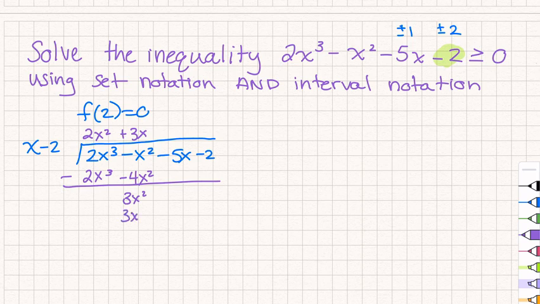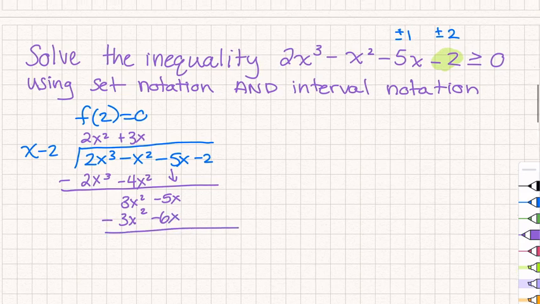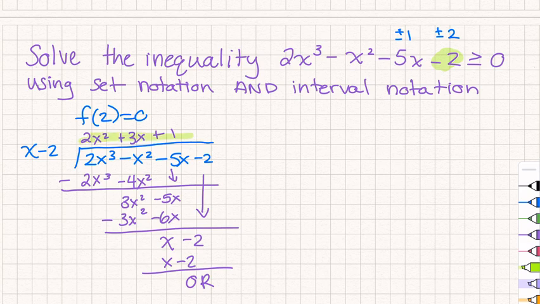we get 3x squared and then minus 6x. Subtract, we get 0, and we get x. Bring down the minus 2. Divide, we get plus 1, and then we multiply. And as you can see, as expected, we get a remainder of 0. So now we have 2x squared plus 3x plus 1. That's great. So we have x minus 2 and then 2x squared plus 3x plus 1.